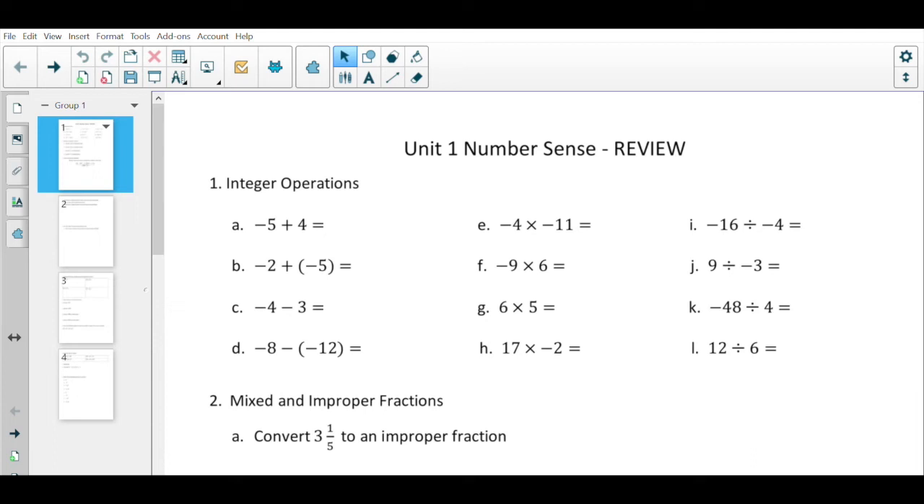Okay, class. Let's do some review. Let's start with Unit 1, Number Sense. Integer operations: adding, subtracting, multiplying, and dividing integers.